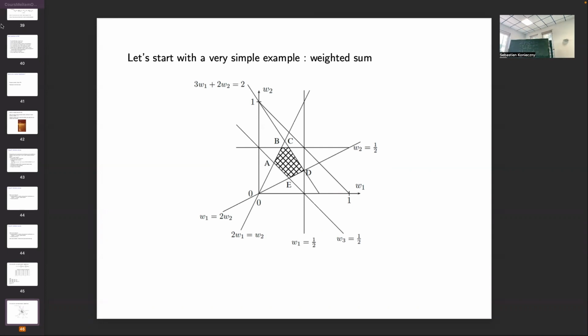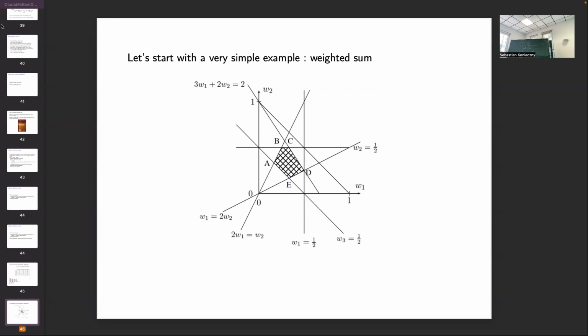So here, what does it mean? Here I have the first weight, W1. Here I have the second weight, W2, and W3, where is the W3? 1 minus W1 minus W2, so I can have also W3. So I have W3 here, but you cannot see it.